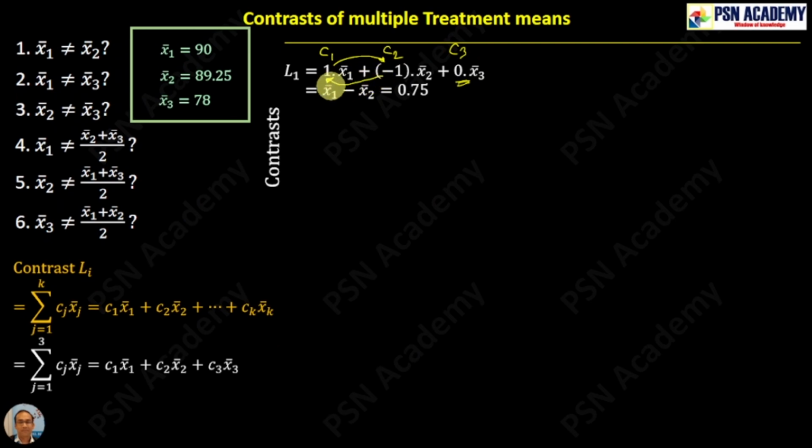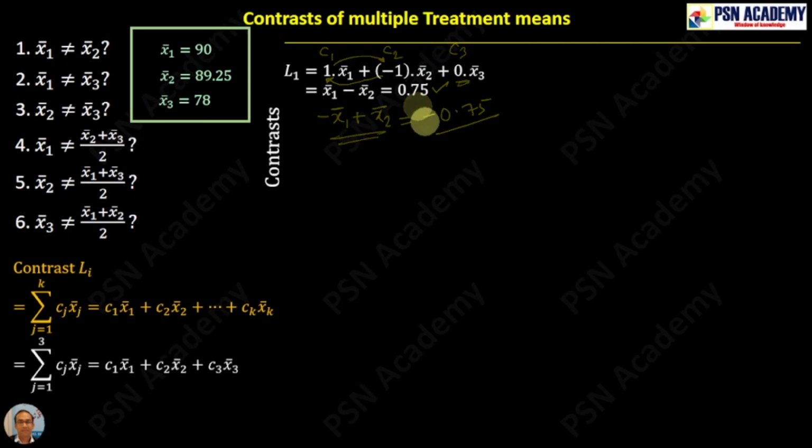Otherwise, if minus 1 goes with x1 bar, then x1 bar will be a minus and plus x2 bar, and this will give you minus 0.75. So whenever 1 is associated with x1 and minus 1 associated with x2, it will give you 0.75. And if you swap these Cjs, then you will have minus 0.75. But this will not create trouble, because in our F ratio, in the numerator, the Lis will be squared. So whether it comes here as a negative or a positive value, it doesn't matter, because these values will be squared.